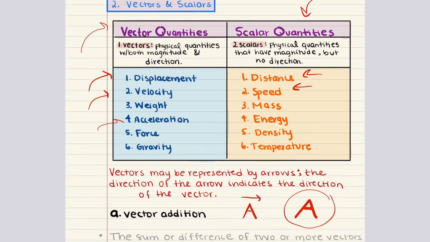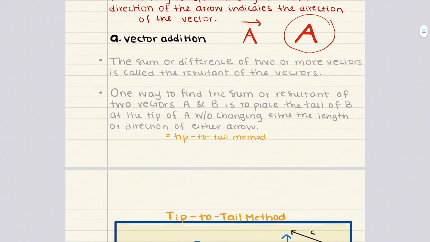Now, the first thing we want to focus on and discuss is vector addition. Vector addition is the process of combining two or more vectors to obtain a resultant vector. This resultant vector represents the cumulative effect of the individual vectors. And there are two primary methods to add vectors. You can have a graphical method or an analytical component method.